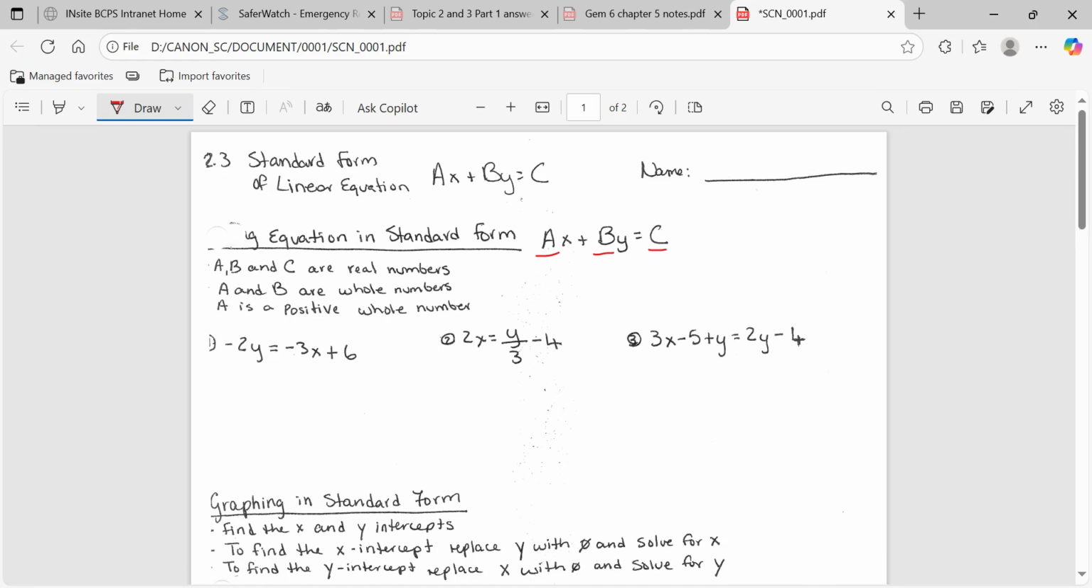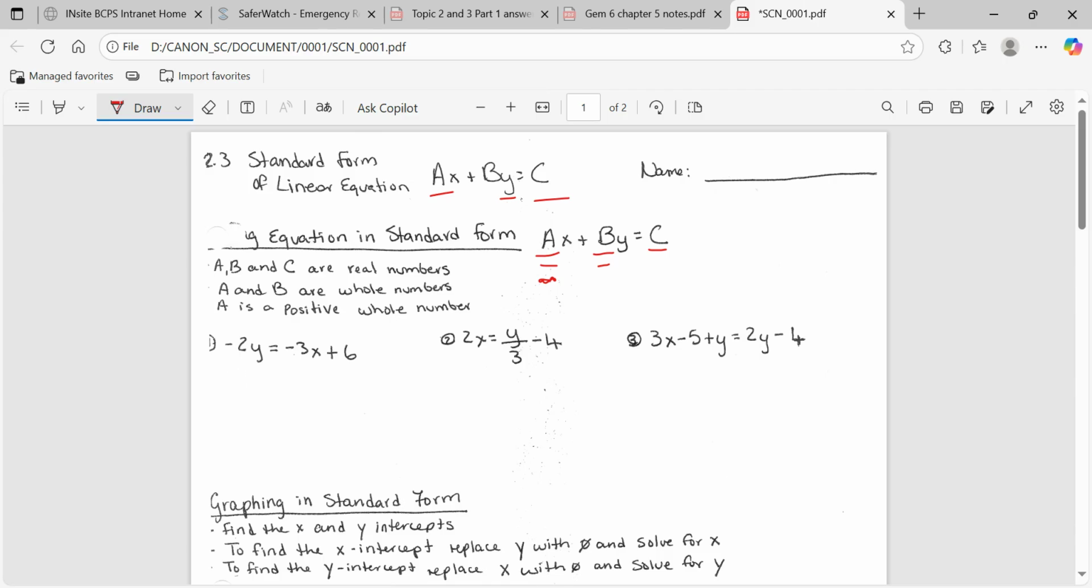A, b, and c are real numbers. A and B are whole numbers, and the A must be a positive whole number. All right, so this is just like a literal equation. You're moving things around to make sure it looks visually like that.